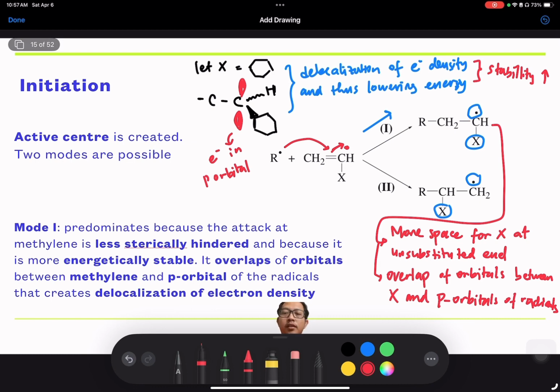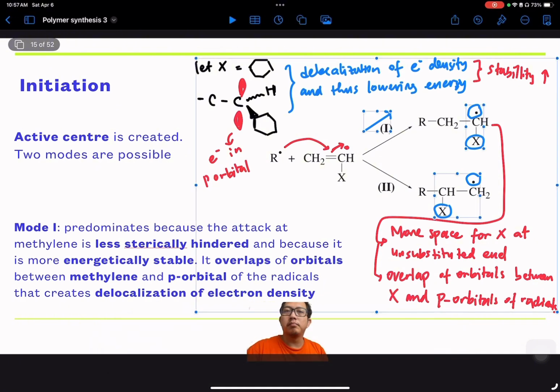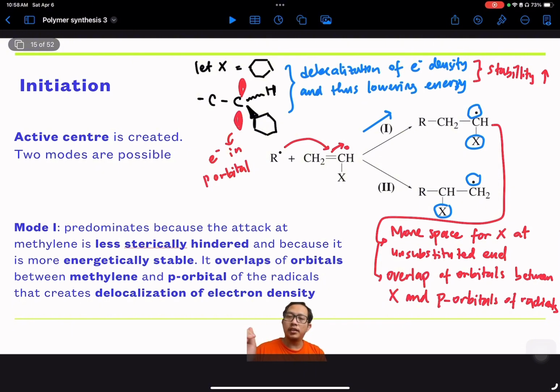Okay. Or if you read my notes here, the mode 1 is dominant because the attack at methylene is less sterically hindered. So that's why it chooses the mode 1, because in the structure of the benzene it will overlap the orbitals. So we say it is energetically stable.